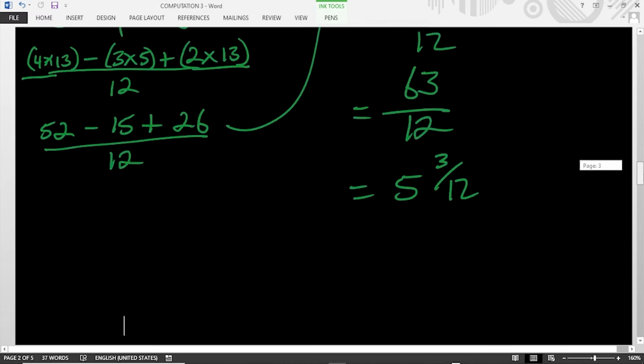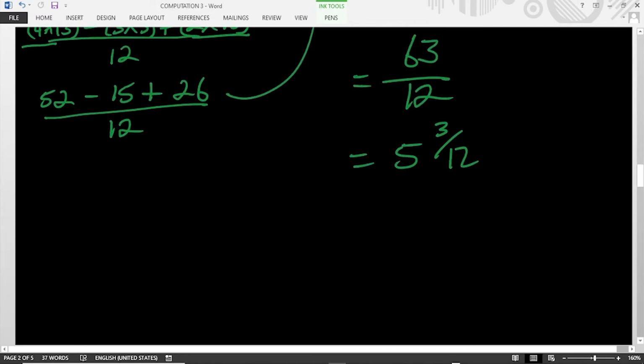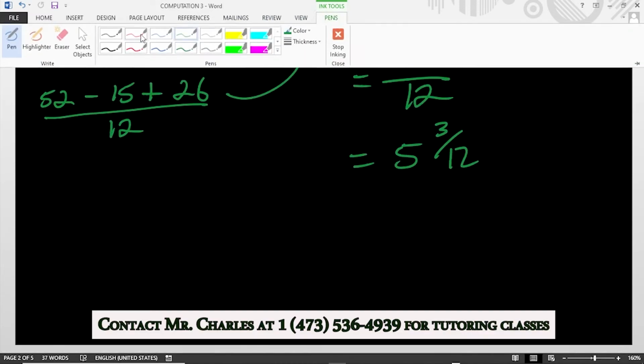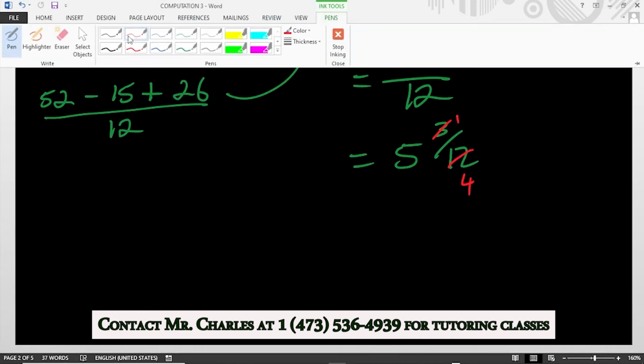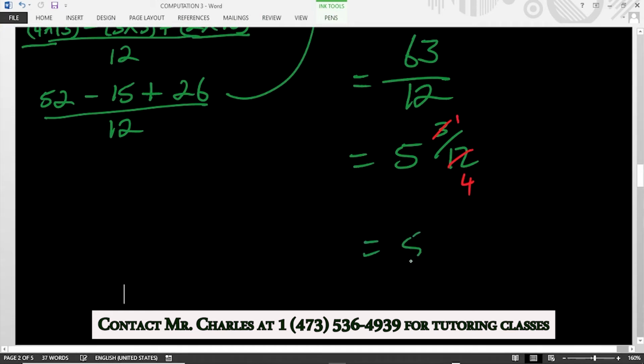And again, you can simplify the 3 over 12 because 3 is a factor of 12. 3 into 3 is 1, 3 into 12 is 4. So your final answer would be 5 and 1 over 4, 5 and a quarter. So either way, you get the same answer.